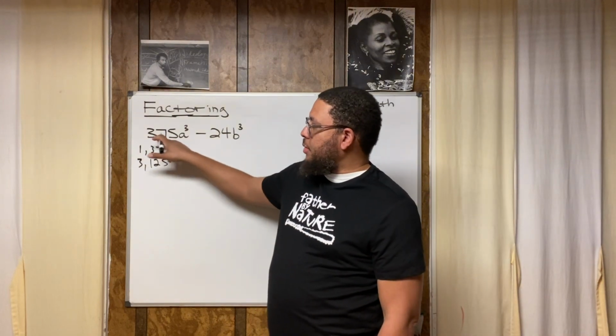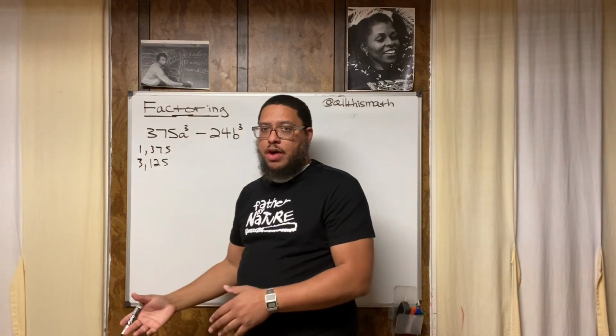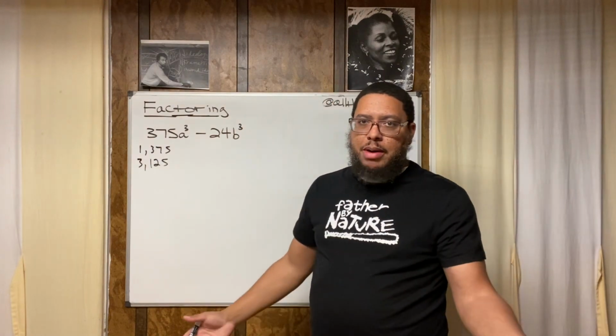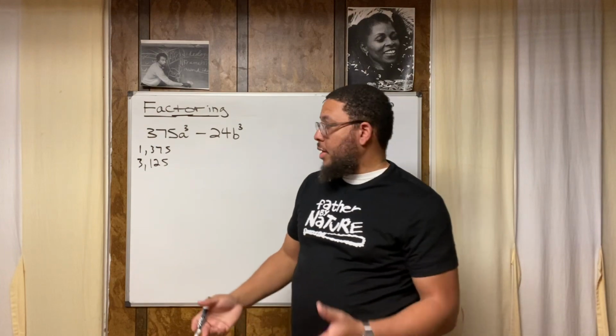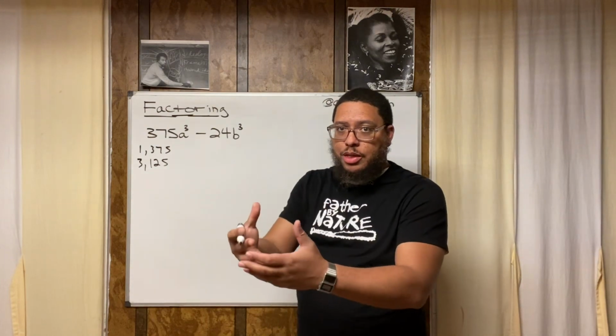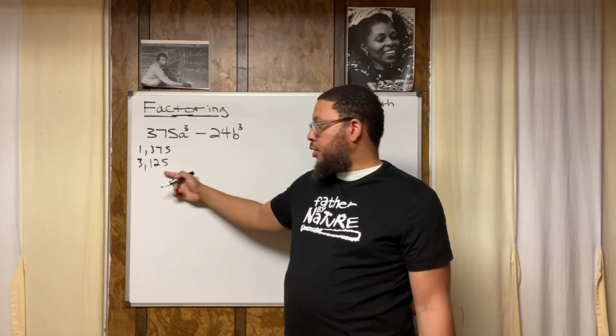Because if I break this up into 300 and then into 75, 300 divided by 3 is 100. 75 divided by 3 is 25. I put the 100 with the 25, I get 125. That's how I know it's 3 times 125.